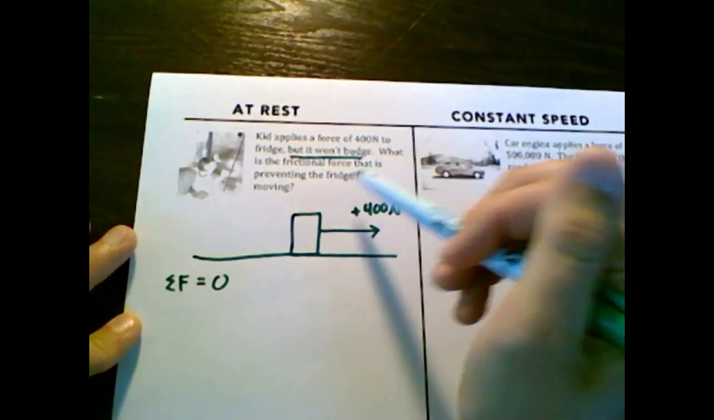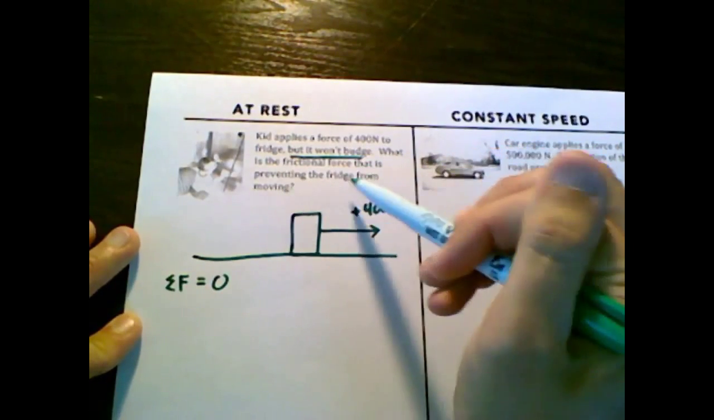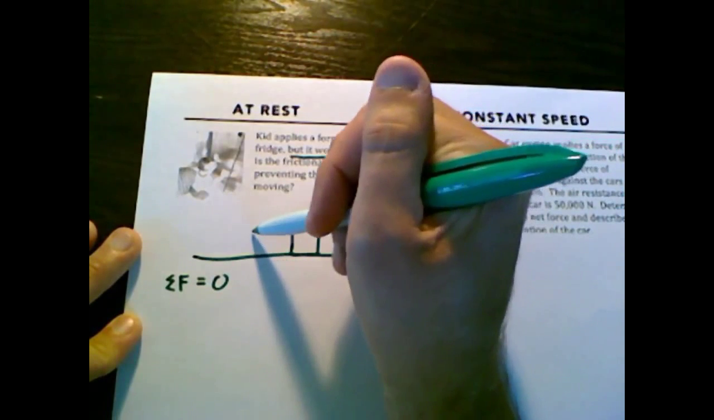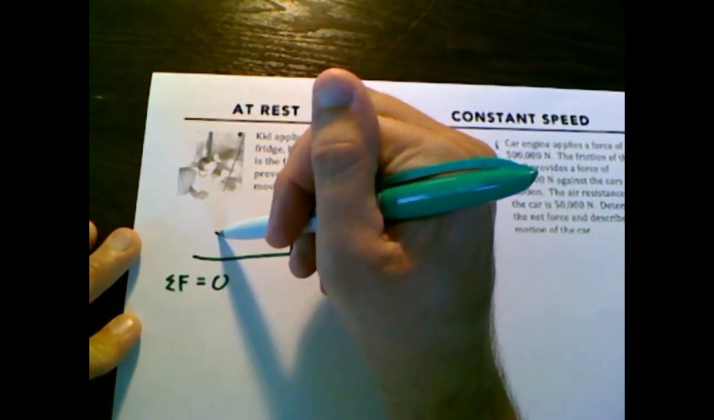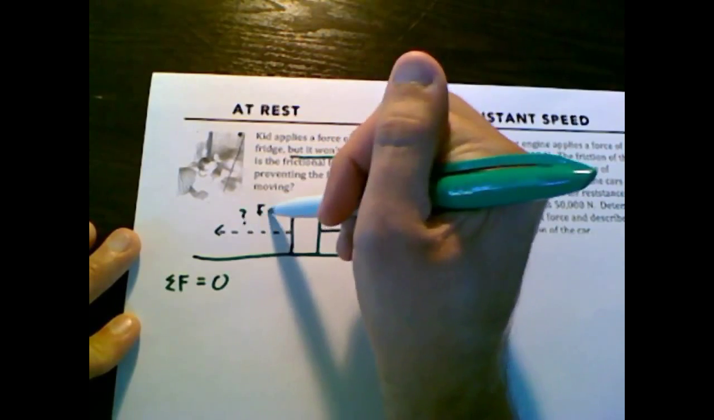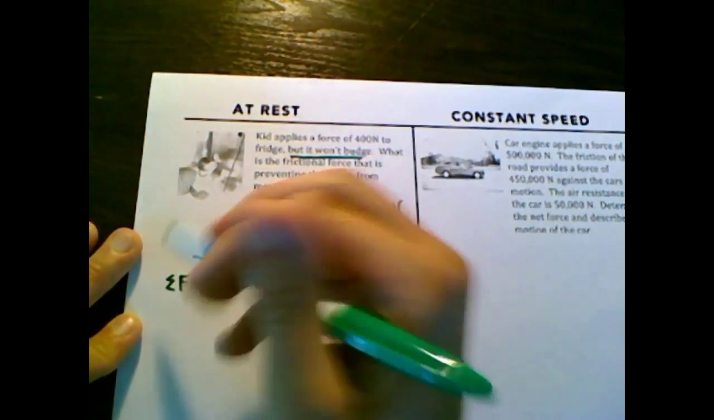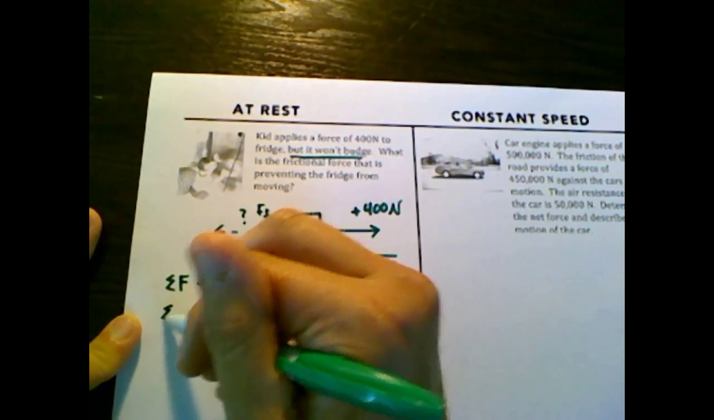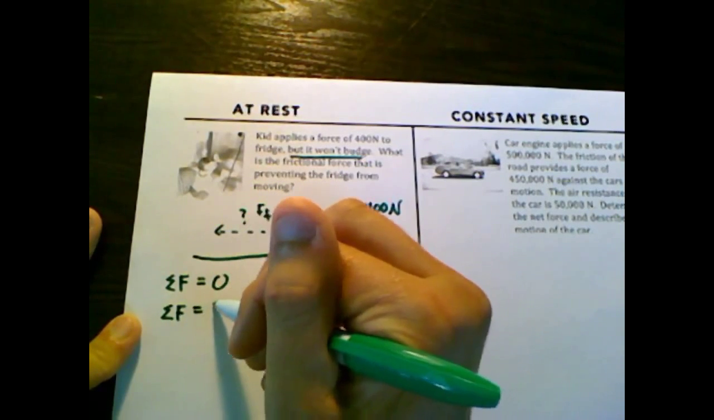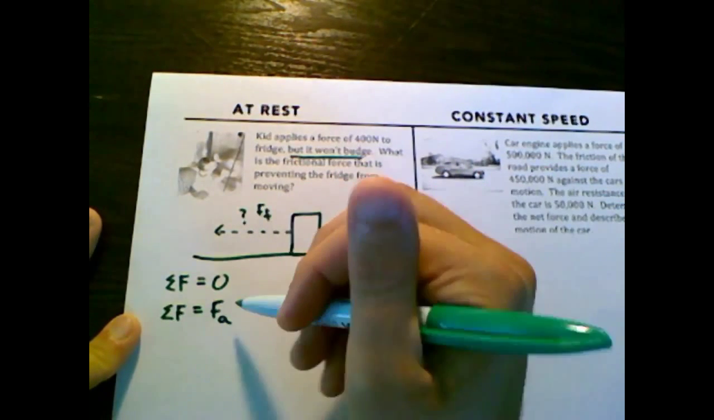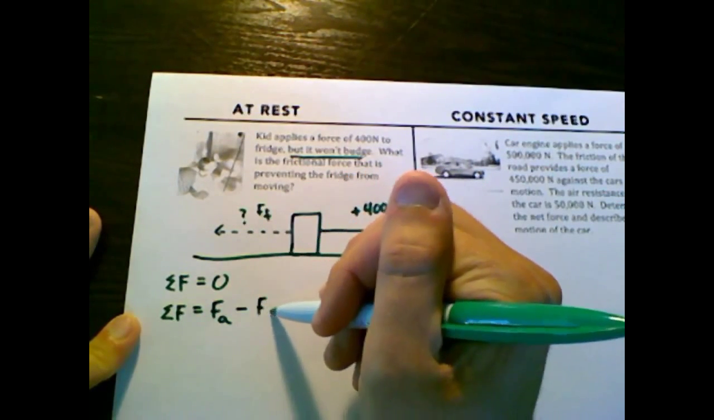All right. And then what is the frictional force that is preventing the fridge from moving? So the frictional force is always going to be opposing the intended motion. I'm just drawing a dotted line because we really don't know what this frictional force is yet. But we can figure it out by using our net force equation, because our net force is going to be equal to all our forces added together. And in this case, we have the applied force minus the frictional force.